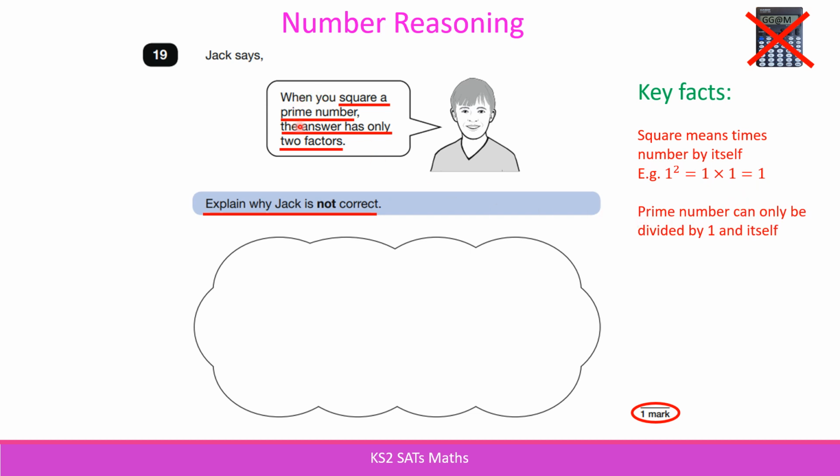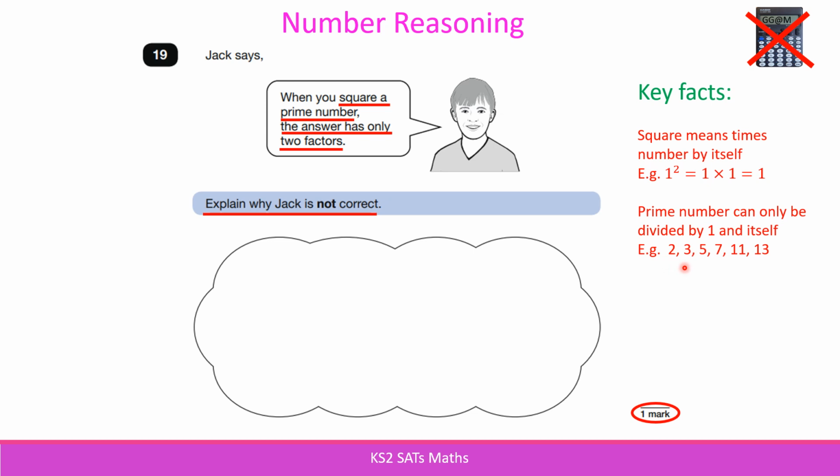The next bit is we're squaring a prime number. So a prime number is a number that can only be divided by 1 and itself, and you'll be expected to know what the prime numbers are. Now your first prime number is the number 2, and this is the only even prime number. All the rest of the prime numbers are odd. 1 is not prime because 1 and itself are the same number, so 2 is the smallest prime number.